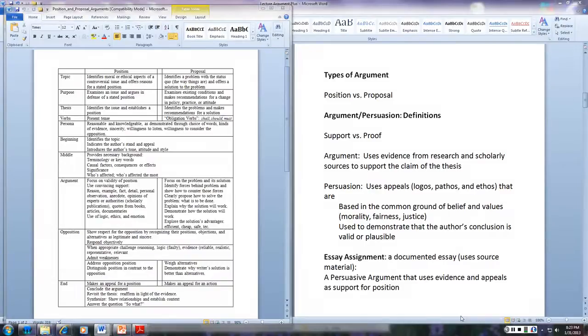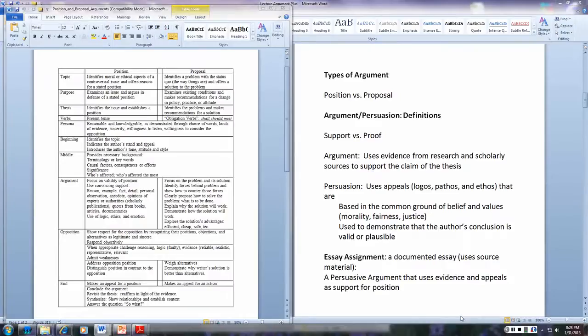Notice that the verbs of a position paper are present tense. The verbs of a proposal paper are obligation verbs, such as shall, should, and must. Notice that the persona, that is the fact that you are reasonable and knowledgeable, is the same. You begin and argue in much the same way, but the focus is a little different. In a position paper, your focus is on whether or not your position is valid.